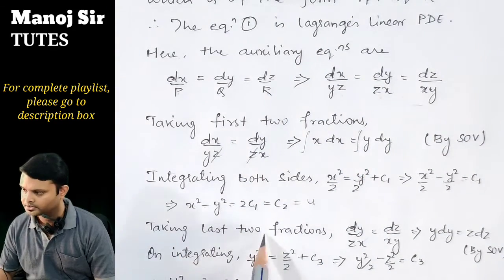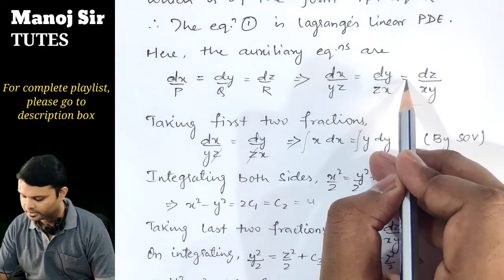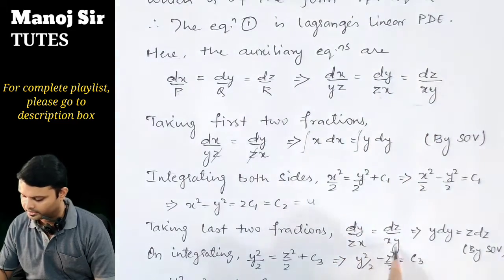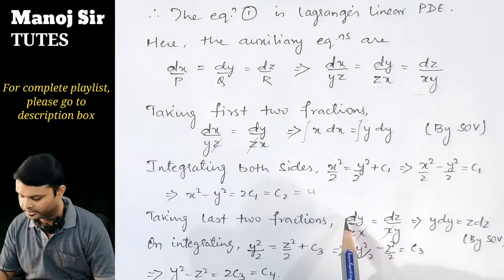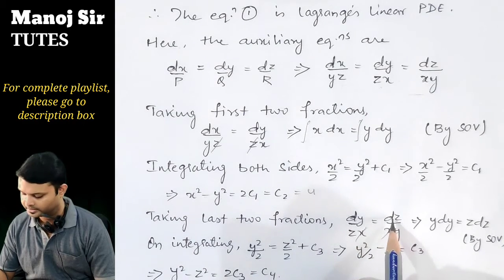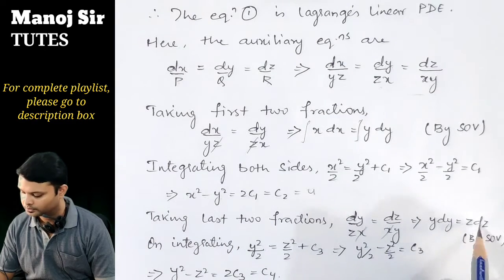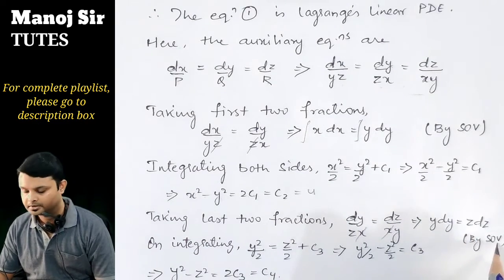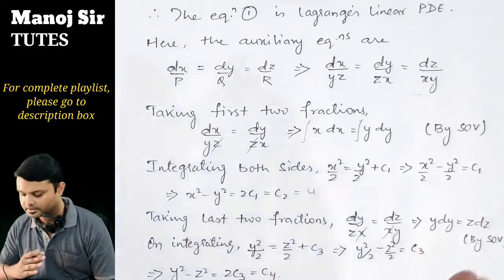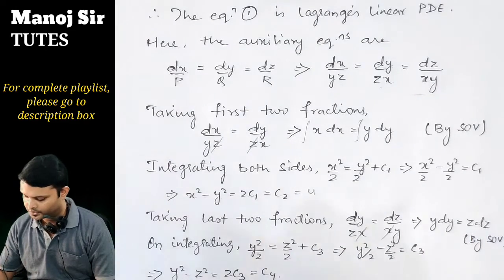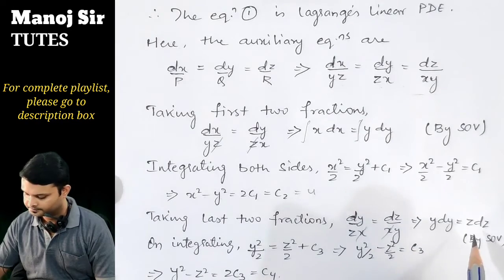So we are taking the last two fractions, that is dy upon zx equals dz upon xy. Here you can see x gets cancelled. Okay, now taking this y to the left hand side and this z to the right hand side, you will get y dy equals z dz. This is by separation of variables. By separation of variables, we have taken y on the left hand side and z on the right hand side. So after applying separation of variables, we have to integrate both sides.